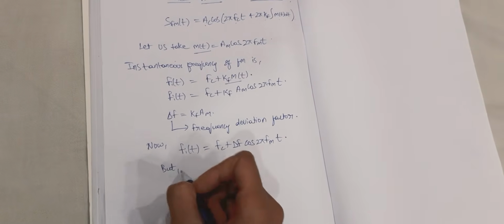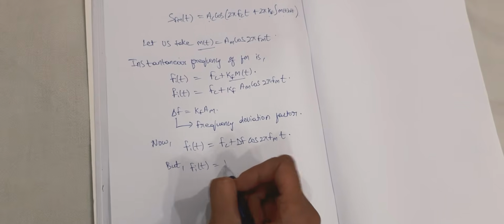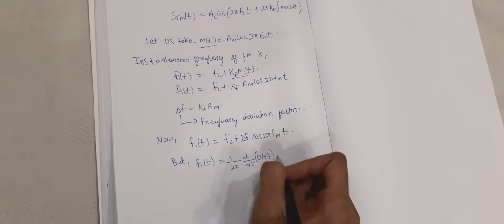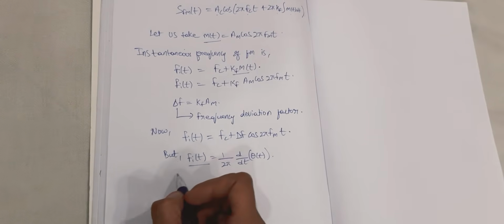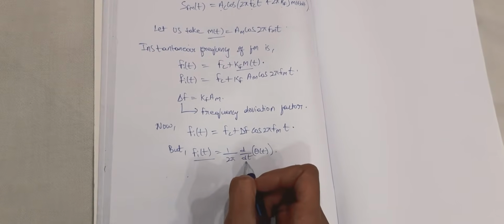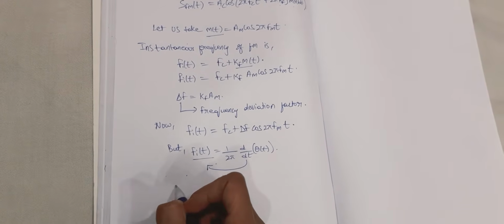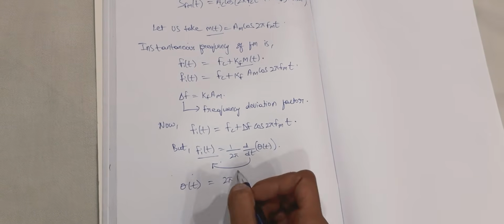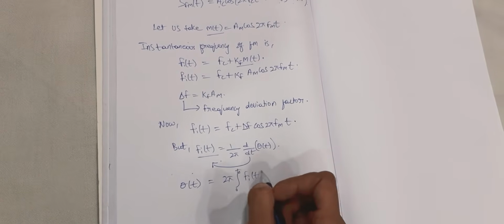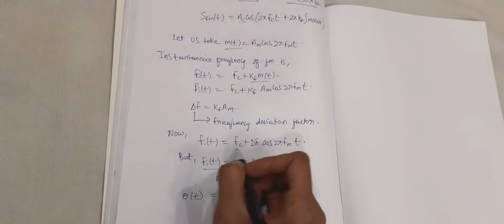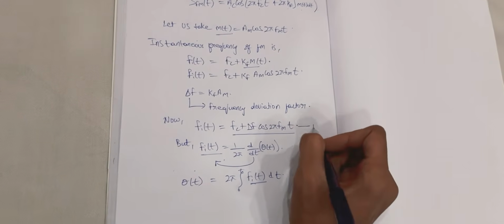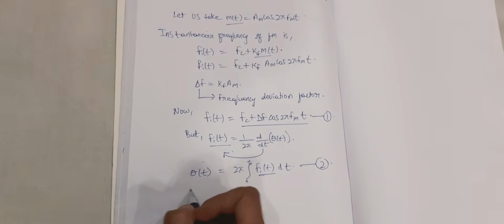But we know that fi(t) equals 1 by 2 pi d by dt of theta(t). This is the instantaneous frequency of an angle modulated wave. Now if we send this derivative to the left-hand side, it becomes integration. So we get theta(t) equals 2 pi integration from 0 to t of fi(t) dt. Now substitute the fi(t) value. We know that fi(t) equals fc plus delta f cos(2 pi fm t). Consider this as equation 1 and the previous one as equation 2.